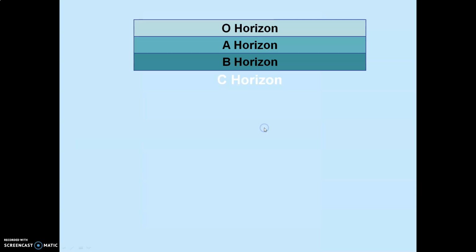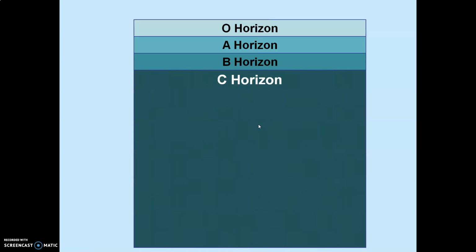Okay, then we have the C horizon. Now the C horizon has the wonderful name of regolith, which I think sounds like something out of Harry Potter.